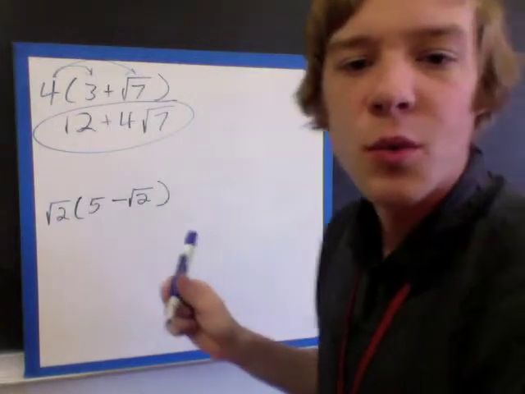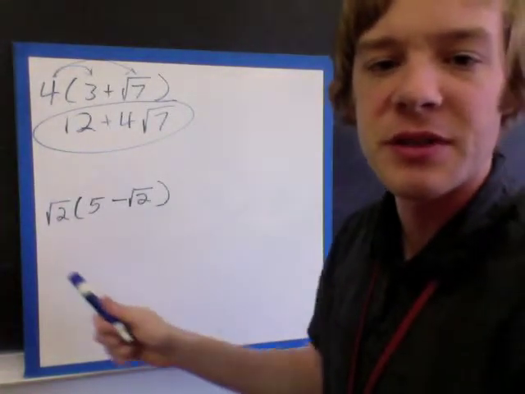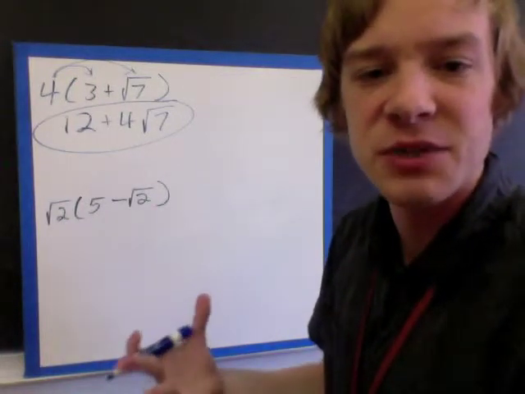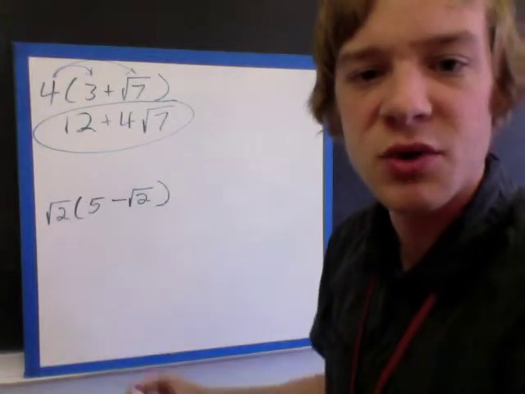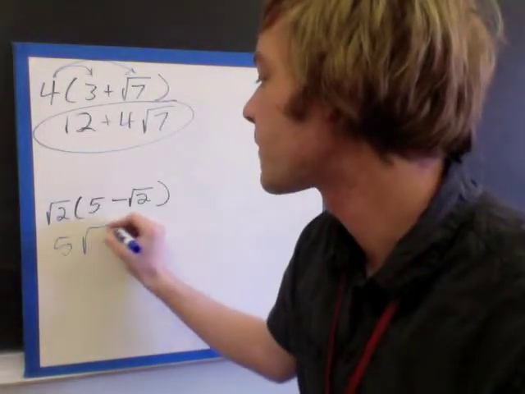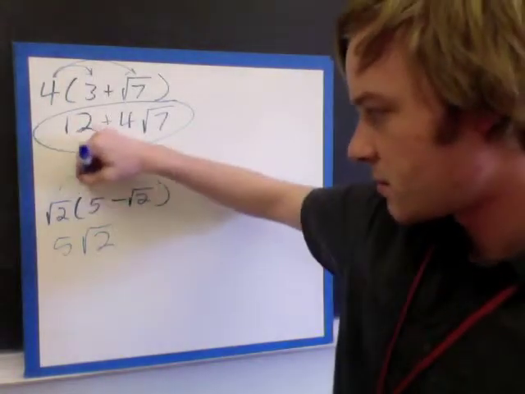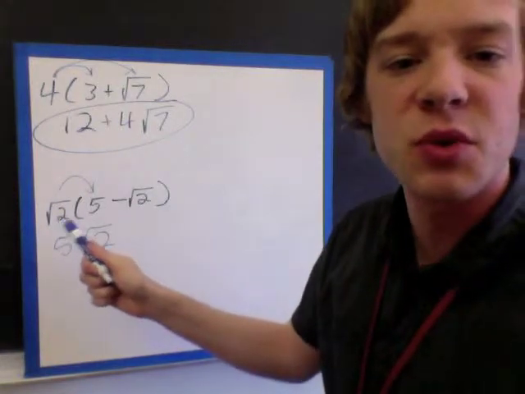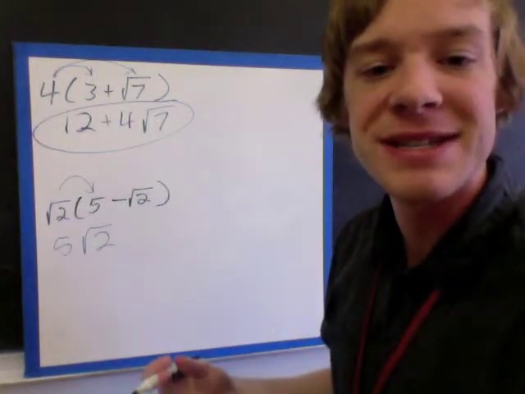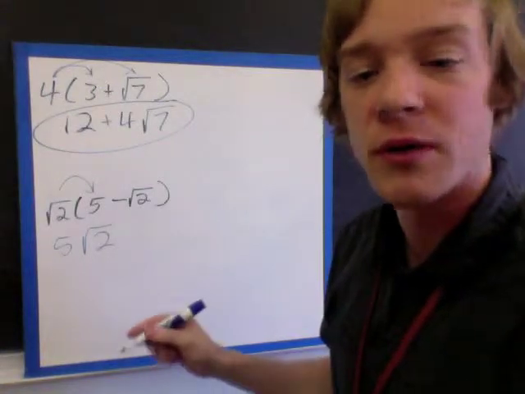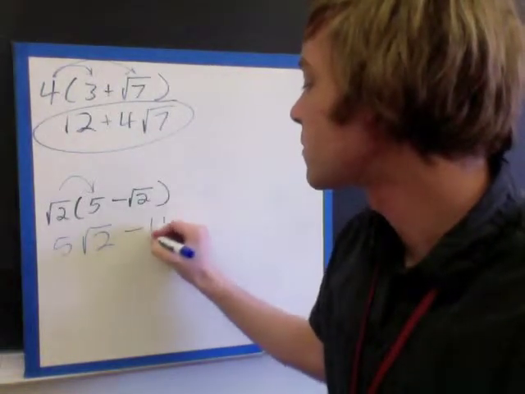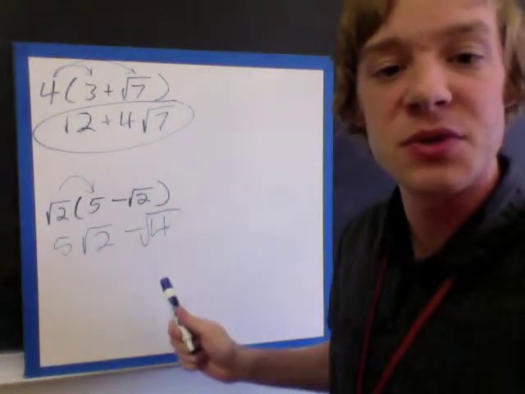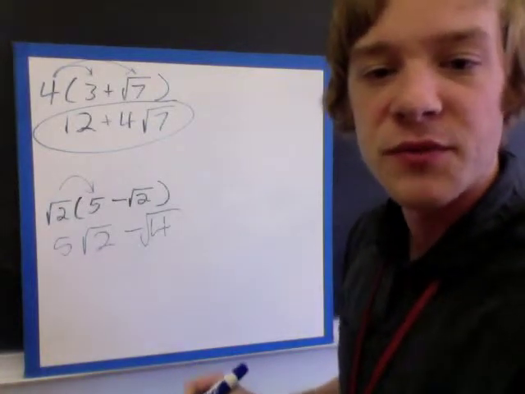Down here with square root of 2, once again we want to multiply these. If I multiply square root of 2 times 5, the 2 is inside, the 5 is outside, so those can't actually multiply. So I'm just going to put them together, so I get 5 square root of 2. And then over here, square root of 2 times the square root of 2, both those numbers are inside. I multiply them together and I get square root of 4. Well, we know we can simplify the square root of 4 because that's equal to 2, so now this becomes 5 square root of 2 minus 2.